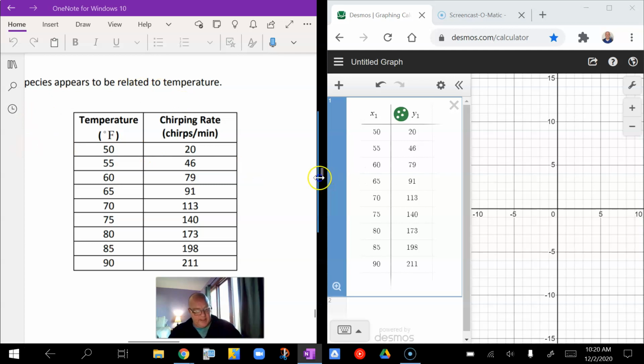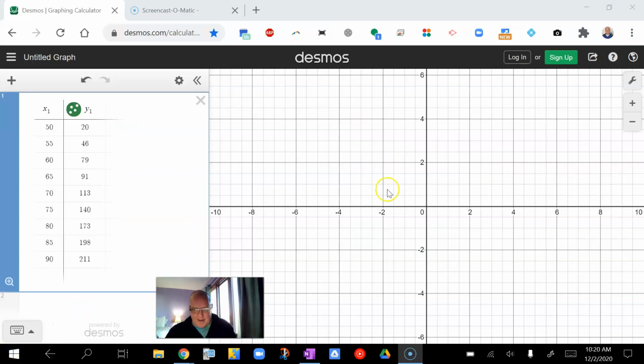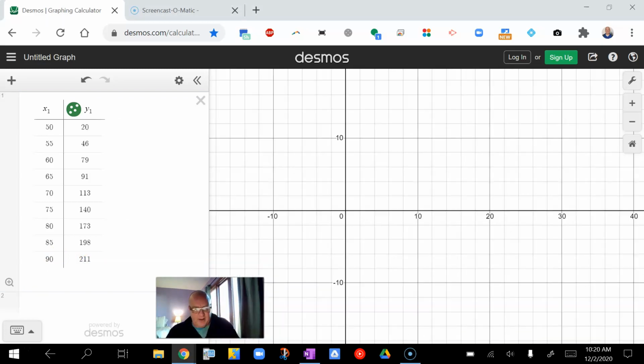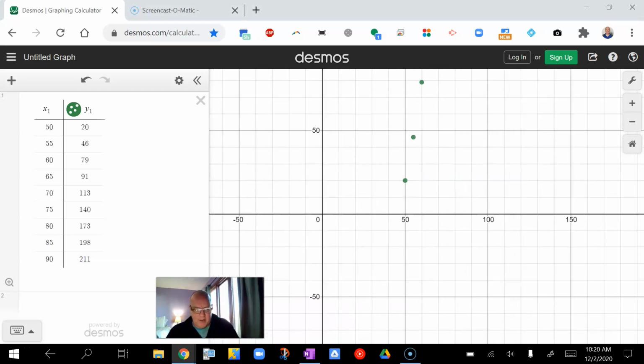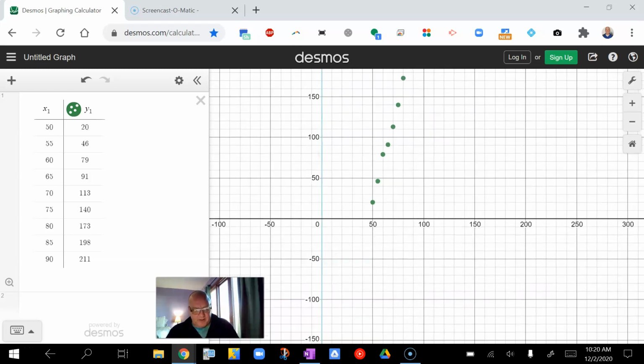So let's eliminate this and just call up Desmos. As I try to find these points on the graph, I'm not seeing these points anywhere. Well, that's because the numbers start at 50 or 20 and go all the way up to 90 and 211. So I'm going to use my pinchers here to find those data points. I'm just going to pinch out until I can find them, and then I see them right here.